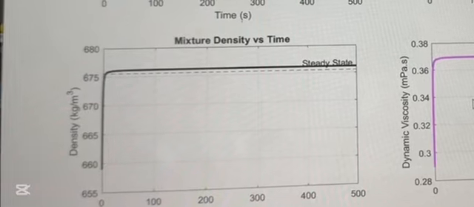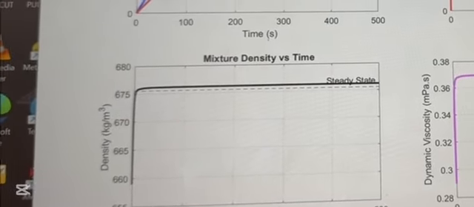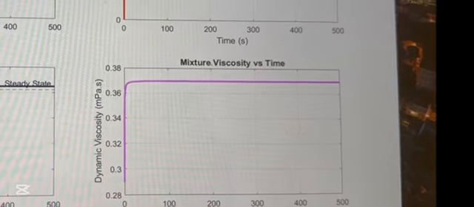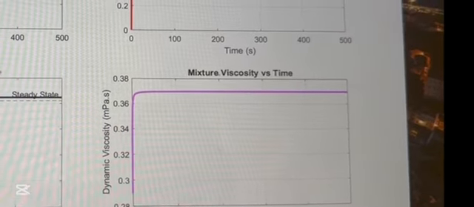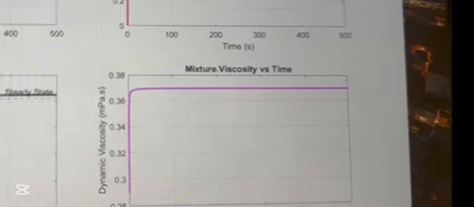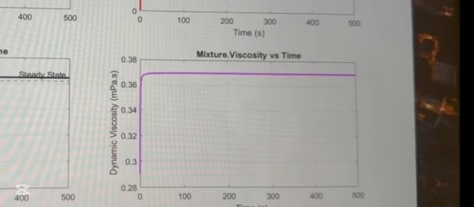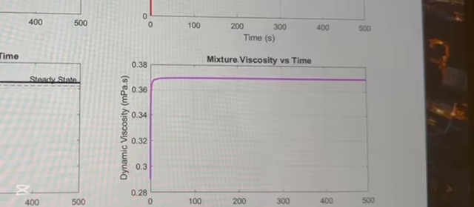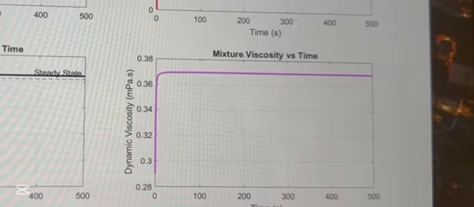Now here, the density changes over some time, and it moves towards the theoretical density of 675 kilograms per meter cubed. With this, as mixing occurs, density becomes a weighted average. In the last graph, you can see that there is a slight increase at the beginning, and then eventually it becomes steady. So the fluid becomes uniform, and then viscosity stabilizes at steady state. Now this indicates that there's complete mixing behavior.